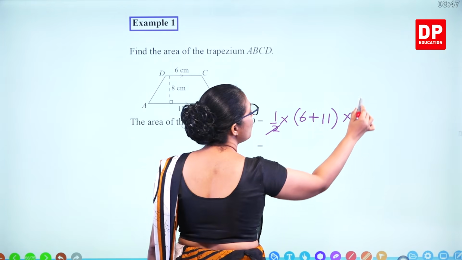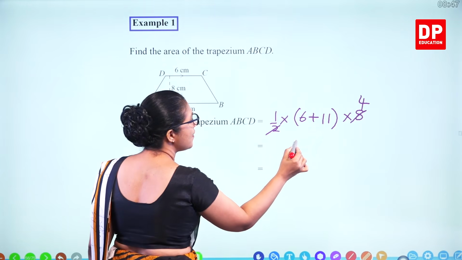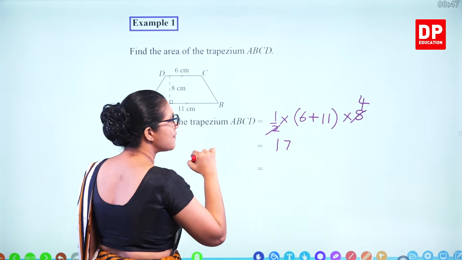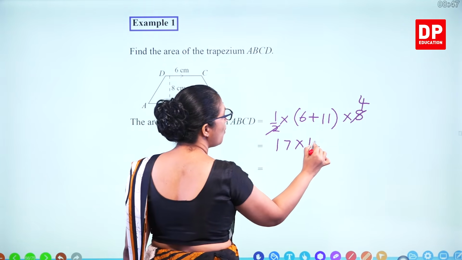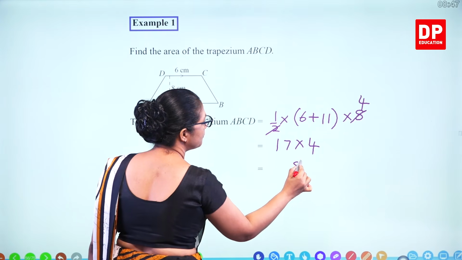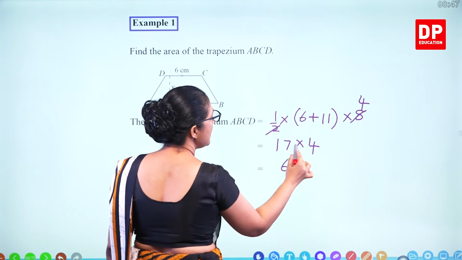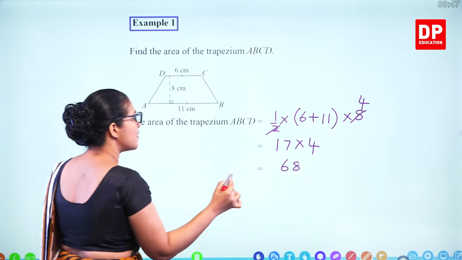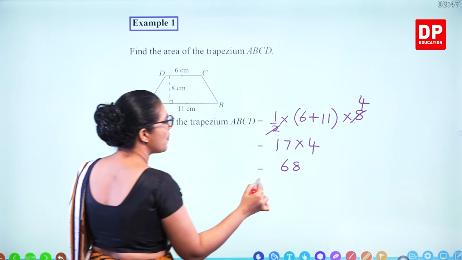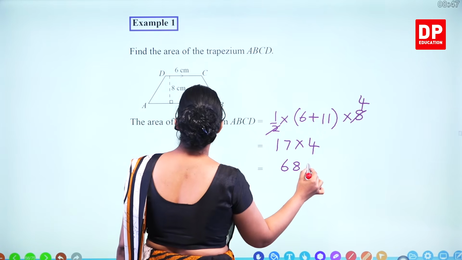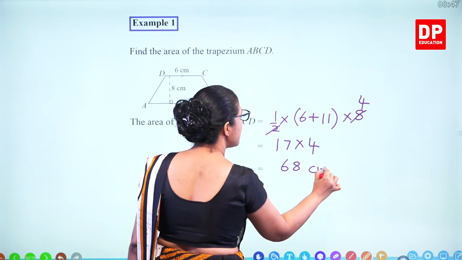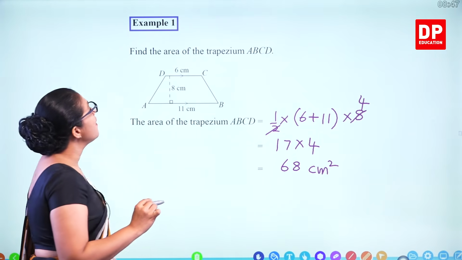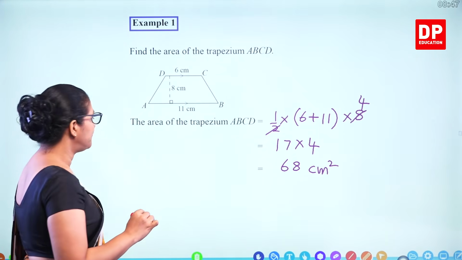Half of 8 is 4. And 6 plus 11? 17. 17 times 4 is 68. 4 times 7, 28. 4 times 1, 4, plus 2, 6. So 68 square centimeters is the area of the trapezium.